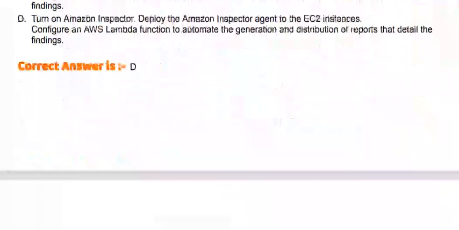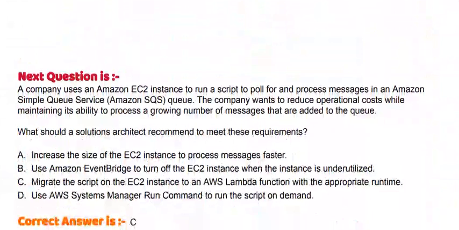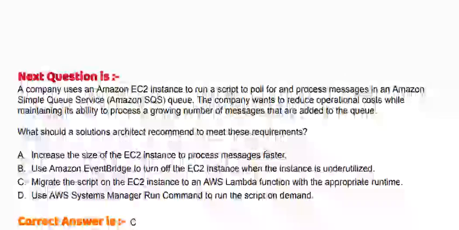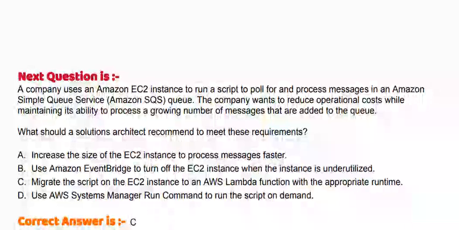Next question is, a company uses an Amazon EC2 instance to run a script to poll for and process messages in an Amazon Simple Queue Service queue. The company wants to reduce operational costs while maintaining its ability to process a growing number of messages that are added to the queue. What should a solutions architect recommend to meet these requirements?